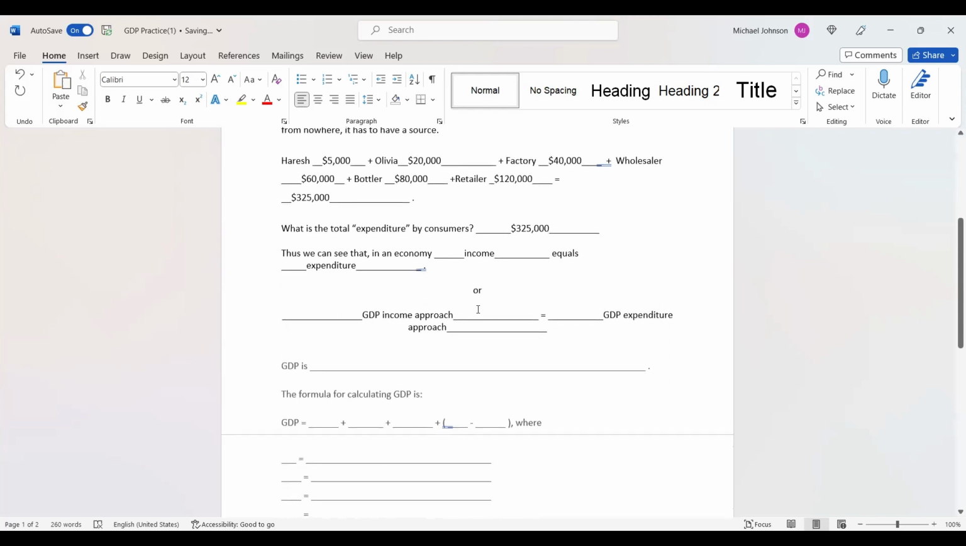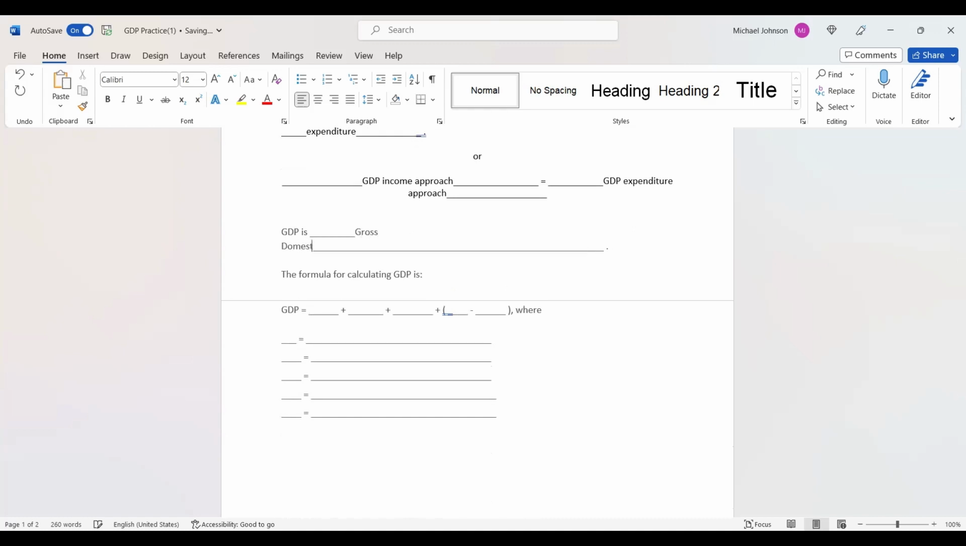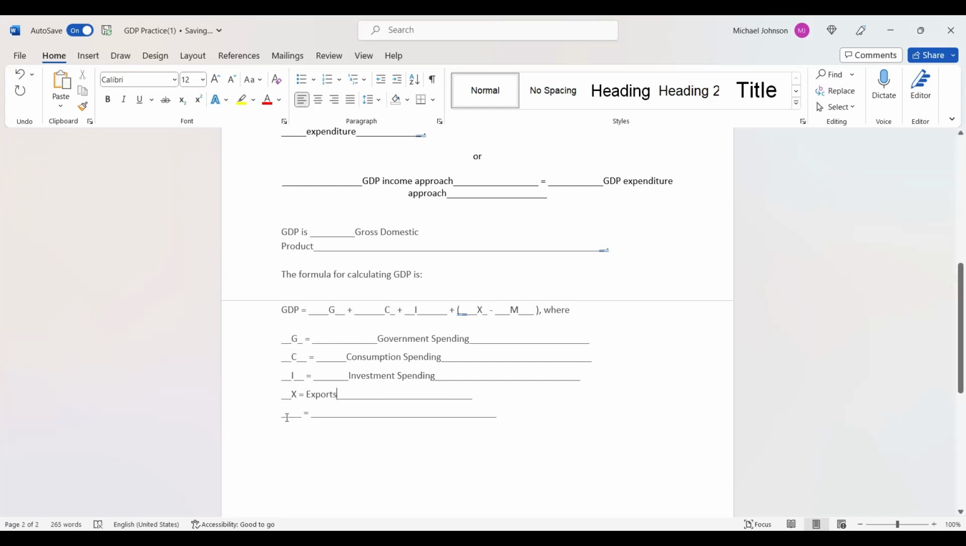So here, GDP income approach equals GDP expenditure approach. GDP is gross domestic product. The formula for calculating GDP is G plus C plus I plus X minus M. G is government spending. C is consumption spending. I is investment spending. X is exports. M is imports.